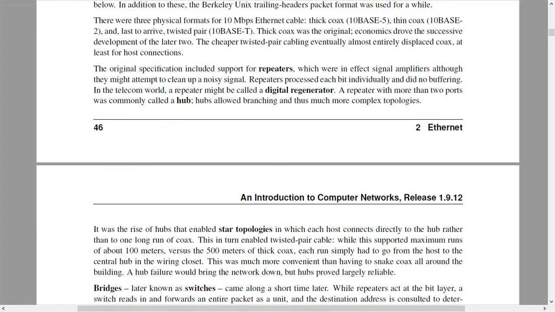Repeaters are signal amplifiers. Yeah, those repeaters are still used today, especially in fiber optics and stuff, but they're used in a different manner. Back in the day, repeaters would be between PCs, and that's hardly ever the case. It's usually repeaters are used between cities.